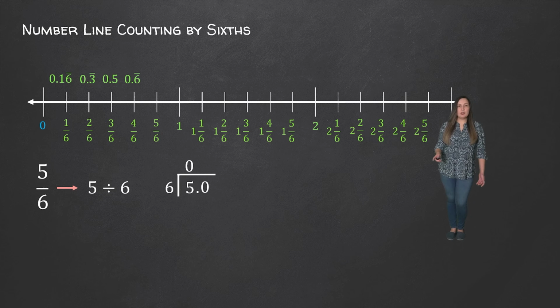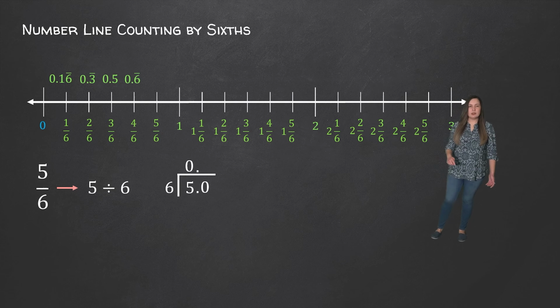Make sure that you bring up that decimal point, and then we ask ourselves, how many times does 6 go into 50? Well, 6 goes into 50 8 times because 6 times 8 is equal to 48. And that's as close as we could get without going over 50. So 50 minus 48 is equal to 2. So we're going to go ahead and add another 0 so we could keep dividing.